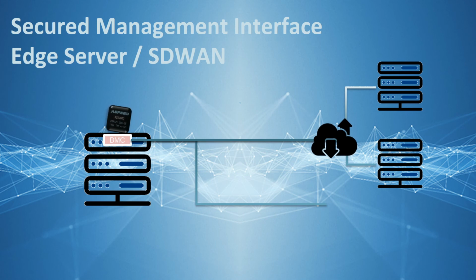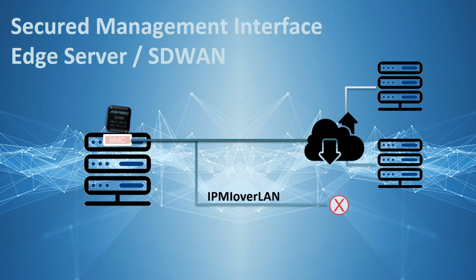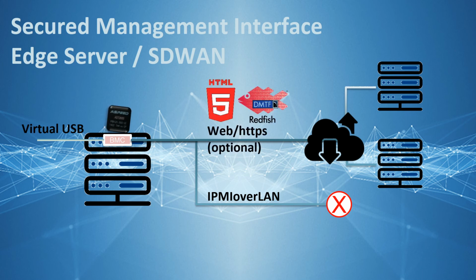For edge servers or SD-WAN, because all servers are on the internet, the interface on the internet will be disabled for security reasons. Instead, management might be accessed via inband virtual USB. HTTPS web is an alternative when security management on the internet is protected separately.